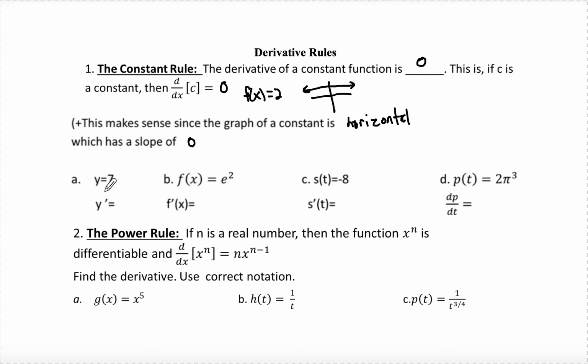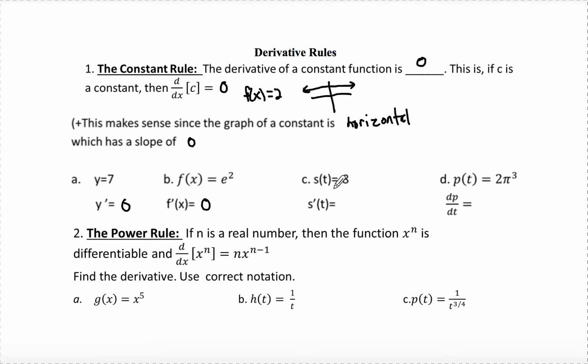So, as examples here, if y equals 7, then y prime would be 0. 7 is a constant. If f of x is e squared, remember e is not a variable, e is a number, and that number squared is going to be some number. I don't know what the number is off the top of my head. It's going to be whatever 2.71-ish squared is. It's going to be some number, but the derivative of that, since it's just some constant, will be 0.